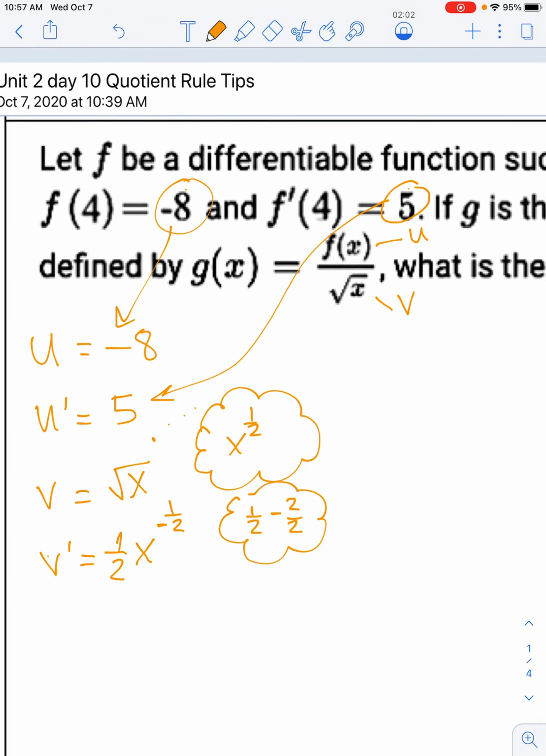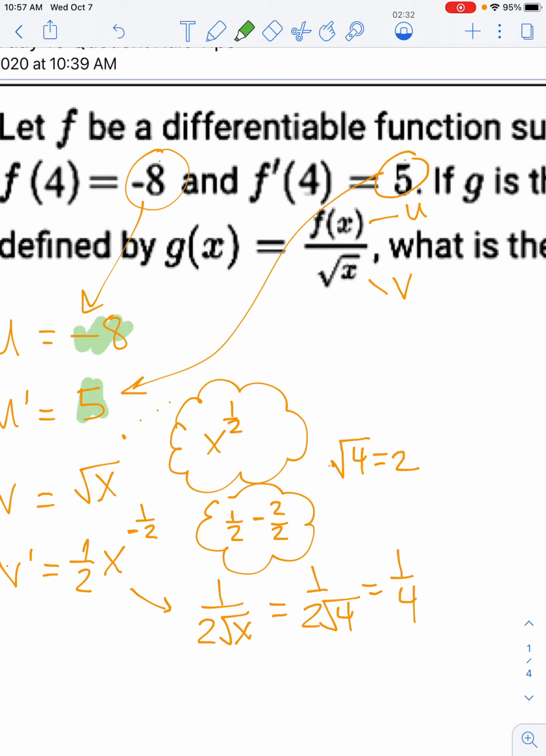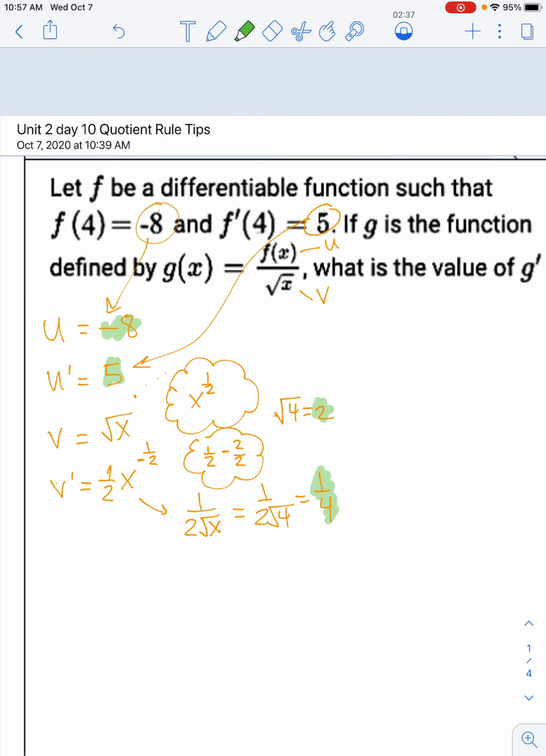And then we know we have to evaluate these when x is equal to 4. So we know then that we are looking at the square root of 4, which equals 2. And then for this bottom one, we know that -1/2 power means I'm going to put the square root in the denominator, which means it's going to be 1 over the square root of 4, which ends up being 1/4. So now we have our 4 values here. I'll highlight them. We've got our 4 values here that we have to put into our definition of the quotient rule.